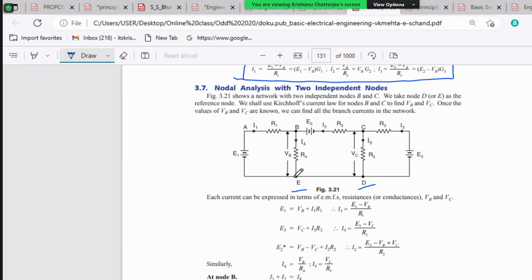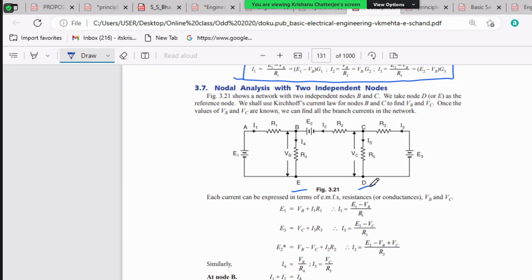If you take E to be the reference node, by default D will be also the reference node because it is connected directly. There is no resistance, no battery, nothing is over there. The potential of E and D will be the same if you connect these two points directly.